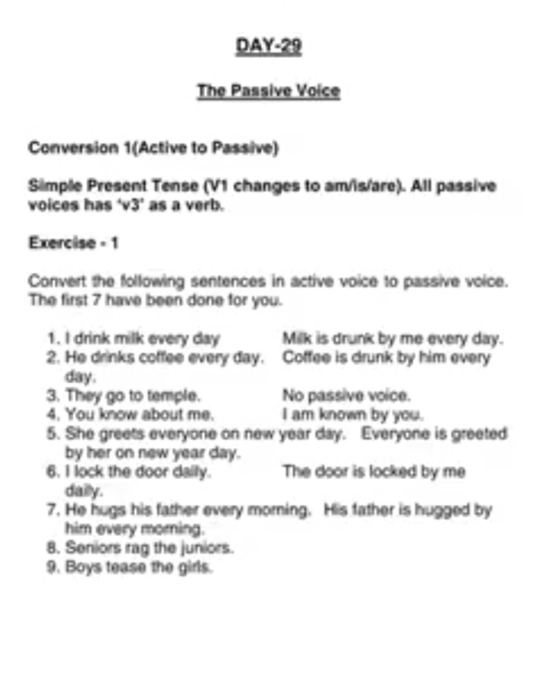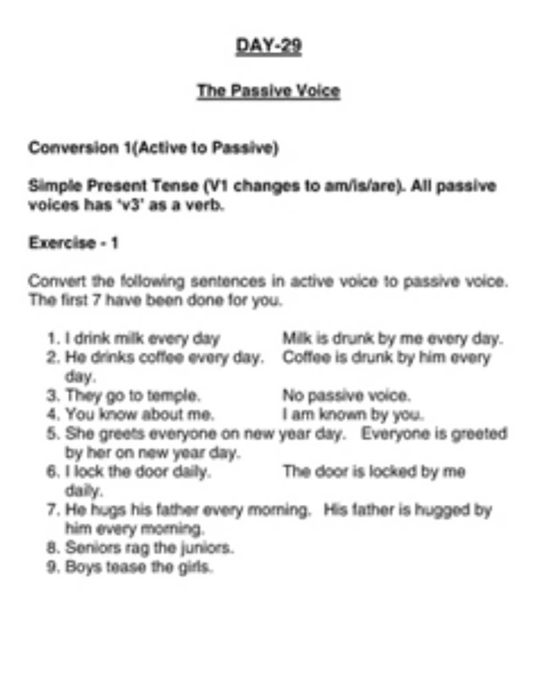Now, V1 becomes either am or is or are. Now, here milk is third person singular, so it becomes is. And drink, drank, drunk by me every day. Milk is drunk by me every day. How did we get that? Milk is the object which became the subject in the passive voice. Is is used in simple present tense. The V1, drink, becomes is. And drink, drank, drunk. V3 is used for passive voice. So milk is drunk by me every day.